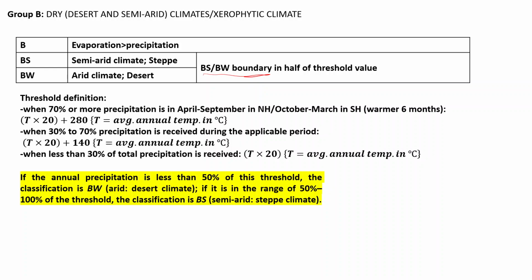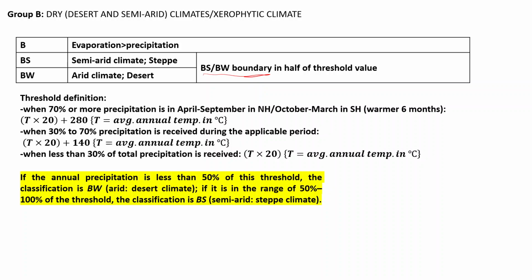When 30% to 70% precipitation is received during the applicable period, then it will be added with 140. And when less than 30% of total precipitation is received, then it is T multiplied by 20 and half of that. So if the annual precipitation is less than 50% of this threshold value, then the classification of climate is BW or arid. If it is in the range of 50 to 100%, it is BS or semi-arid.